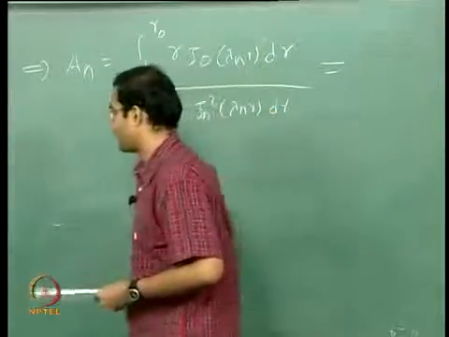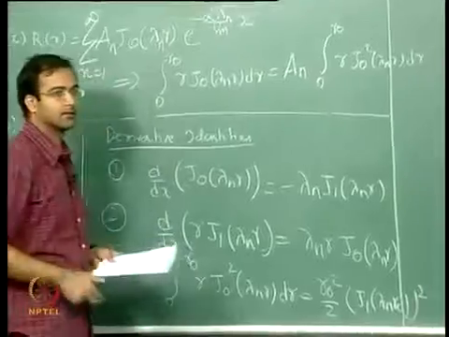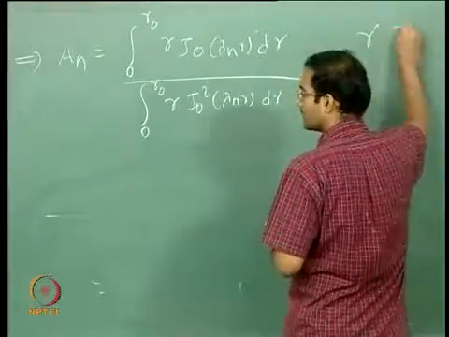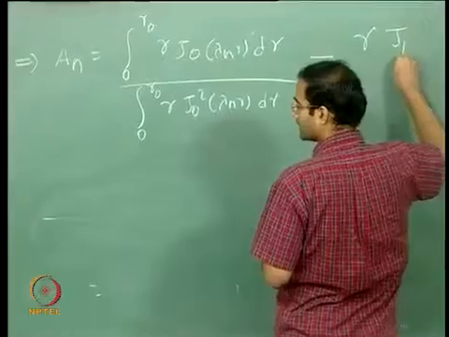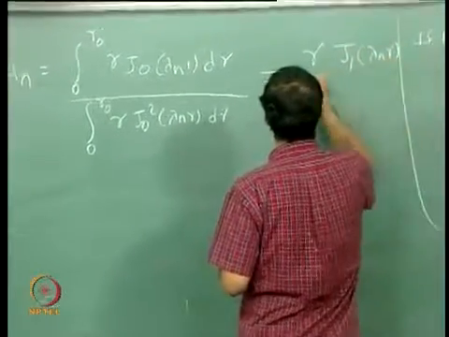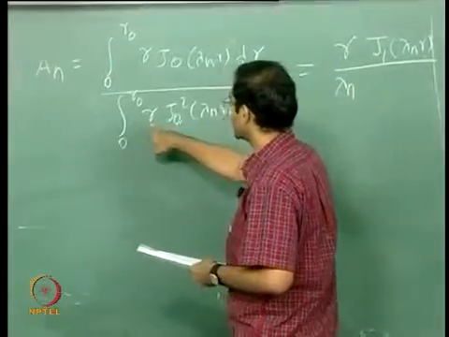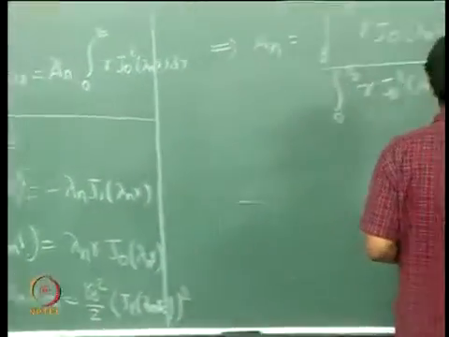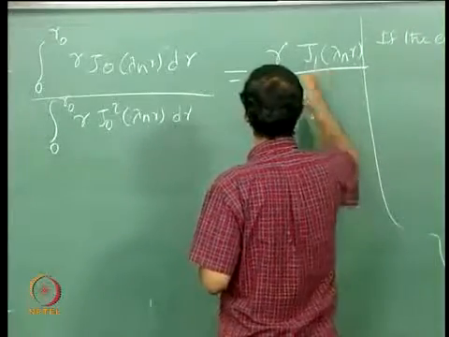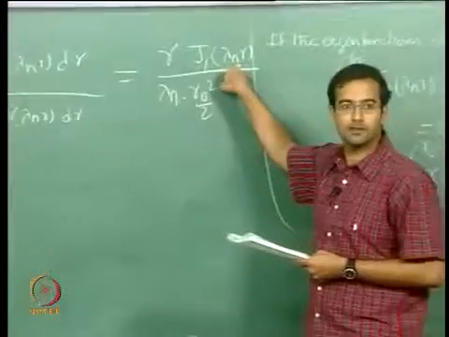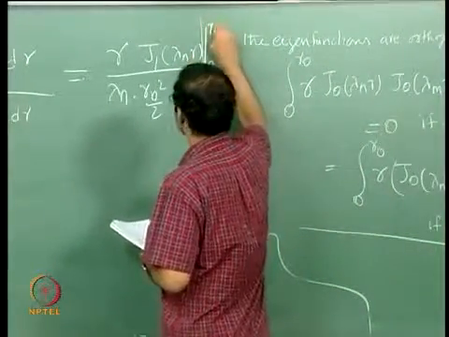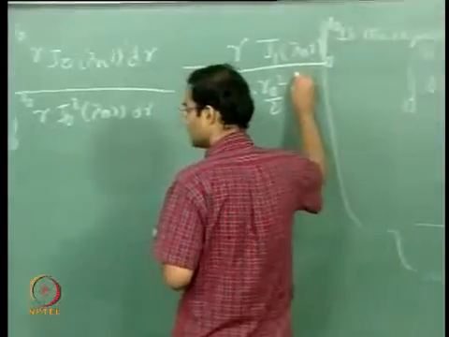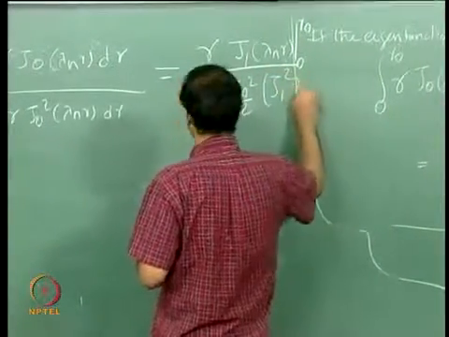integral r J0(lambda_n r), so you integrate both sides. So that should be equal to r J1(lambda_n r) divided by lambda_n, and now you have integral r J0 square(lambda_n r). So that is, you use this identity number 3, that should be r_naught square by 2. Now of course when you integrate it you have to apply the limits here, between 0 to r_naught, and when you integrate this from 0 to r_naught you directly get this particular expression r_naught square by 2 into J1 square(lambda_n r_naught).